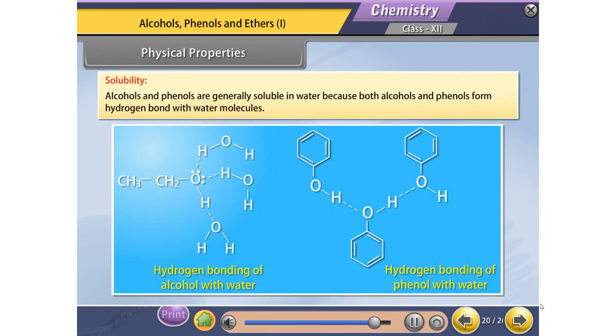Solubility. Alcohols and phenols are generally soluble in water because both alcohols and phenols form hydrogen bonds with water molecules.